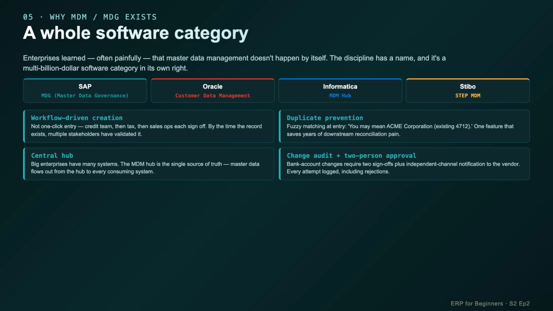What it actually does: workflow-driven creation. A new customer isn't one-click entry. Credit, tax, and sales ops each sign off. Duplicate prevention. Fuzzy matching at entry catches Acme Corp. before it becomes a duplicate. And central hubs. Master data flows from one source of truth out to every consuming system.